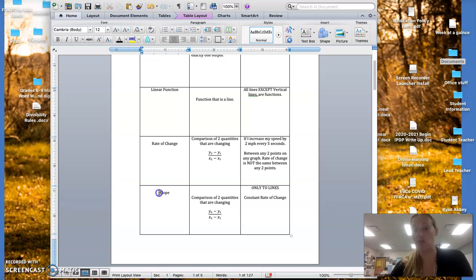So think of the slope of a hill. Okay, slope is talking about the steepness of our line. So the bigger the slope, the steeper the line. That's something we're going to talk more about when we get there. But otherwise, you're going to find it exactly the same way we found that rate of change.